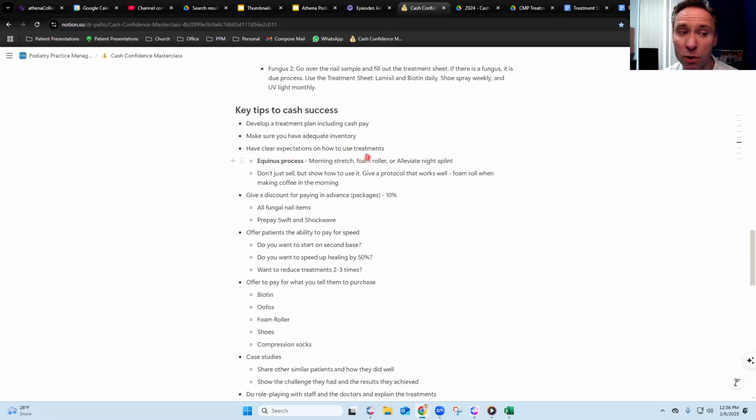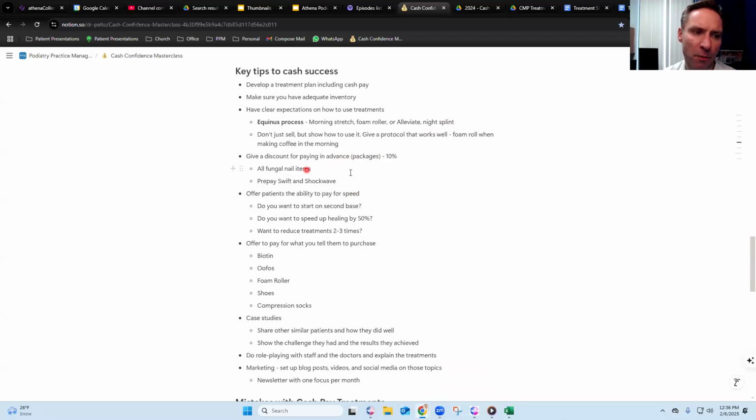Have clear expectations of how to use the treatment, so my staff know how to train the patients with what I call the Achilles process, which really is called the Pelto special: morning stretch, foam rolling, and the night splint. And then don't just sell, you have to show them. Show them how it works, show them how to foam roll, show them when to do it, show them how to include it in their routine, show them how to make it easy. I think that's key, so they don't feel confused.